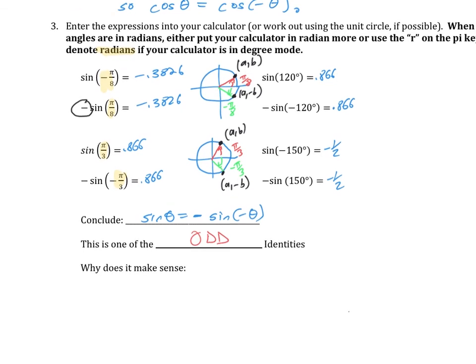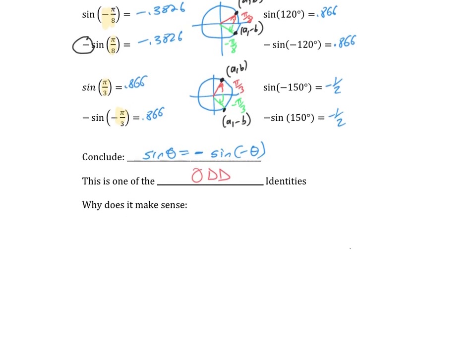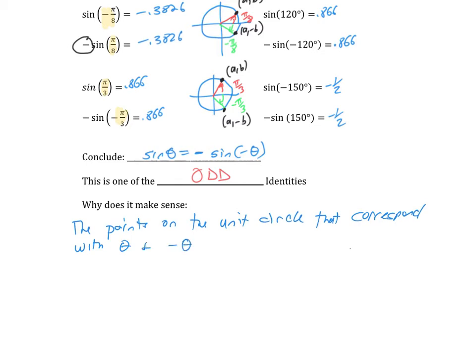Okay, so why does this make sense? So we've shown the justification with the unit circle. I'll write it out in words. The reason it makes sense is the points on the unit circle that correspond with theta and negative theta have opposite y-coordinates. So we can conclude that sine of theta is equal to negative sine of negative theta.